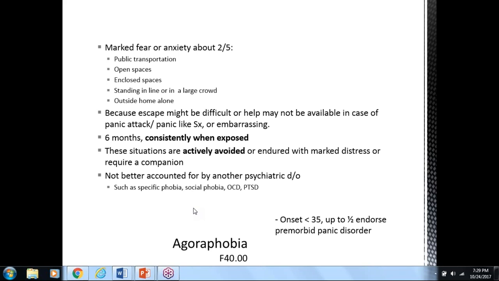And the symptoms have to be present for 6 months. So this isn't just, for the last month, I've been worried about leaving my house. And the person actively avoids leaving the home.